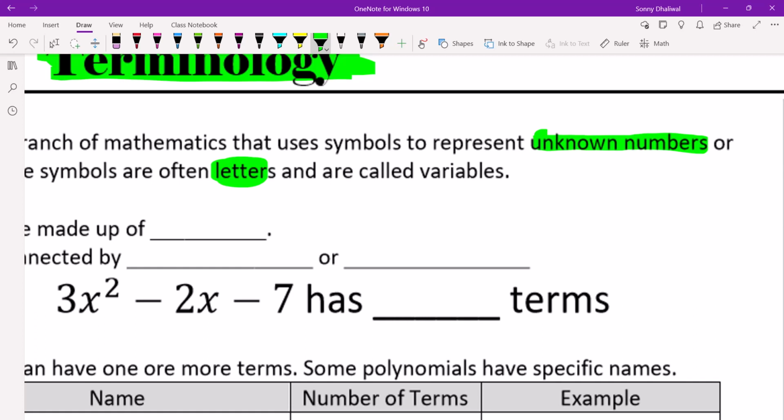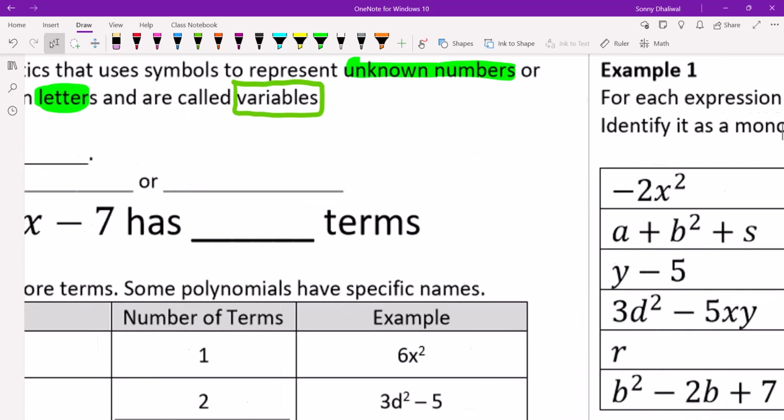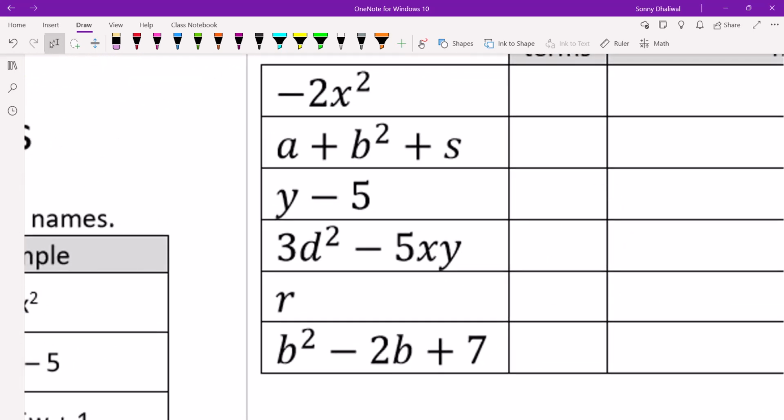And they have a name. So this is part of your terminology. Letters are called variables. So I might give you a question. Say, hey, look at this expression here. What variables do you see? And you just got to be able to tell me, like, oh, I see an A and a B and an S. Those are my variables. So that's some of the terminology you got to know.